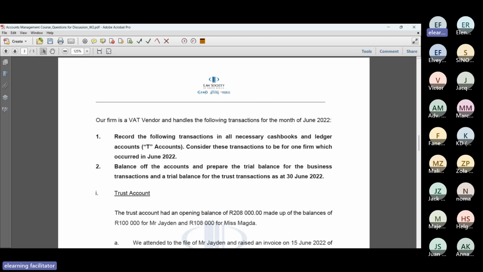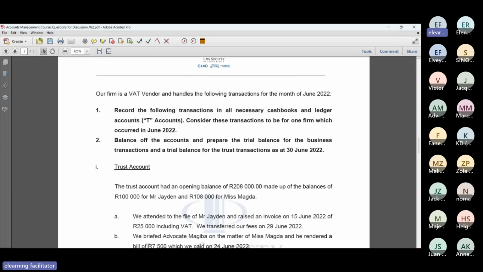Okay, so our question: we're given that our firm is a VAT vendor. So if our firm is a VAT vendor, then it means the firm is registered for VAT. So most of our transactions when we are accounting, we have to account for VAT as well. This is for the month of June 2022. We are told that we have to record the following transactions in all necessary cash books and ledger accounts, which is what we call T accounts. We should consider these transactions to be for one firm and that they occurred in June 2022. The other thing, we are supposed to balance off the accounts and prepare the trial balance for the business transactions and a trial balance for the trust transactions.